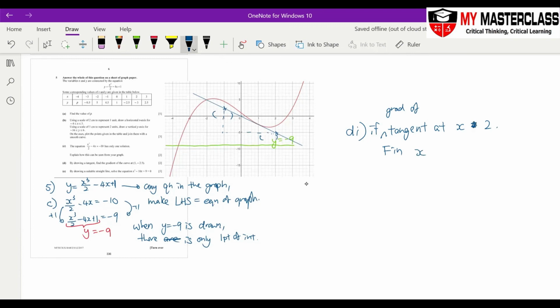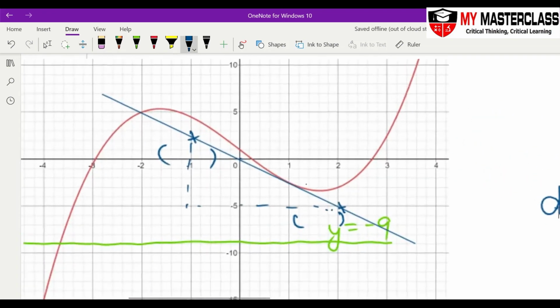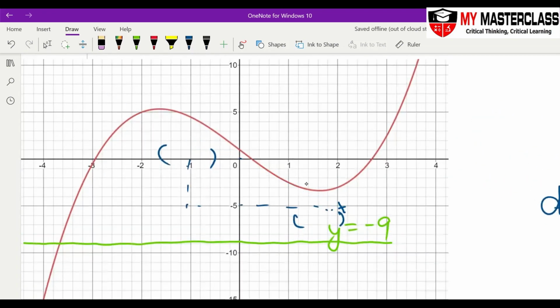Not at x equal to 2. If the gradient of the tangent at x is 2, find x. Okay? So how to do this kind of question? How to find a gradient that is 2? So let's assume that this question is not here.